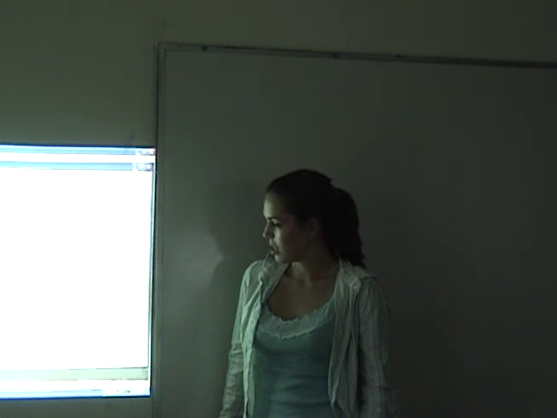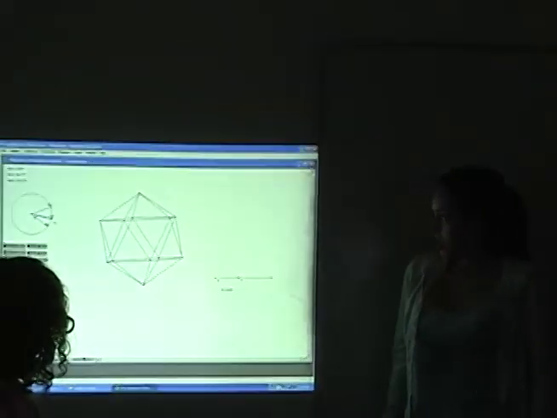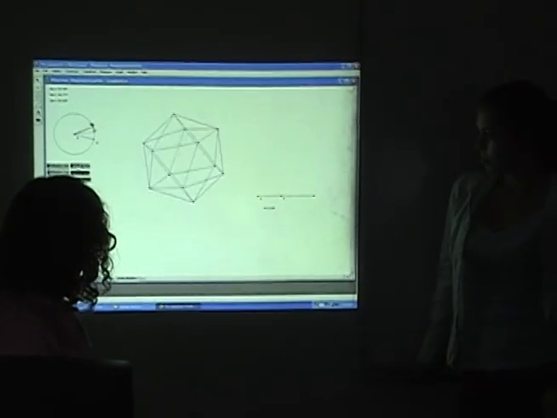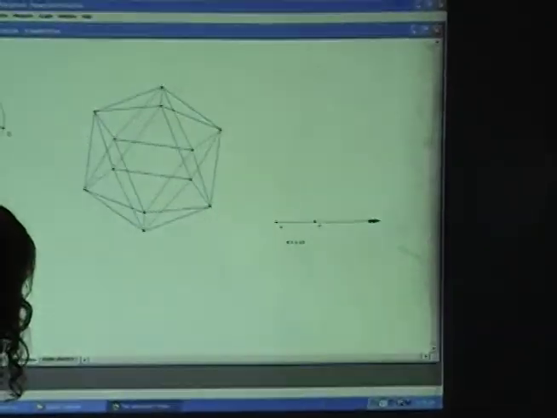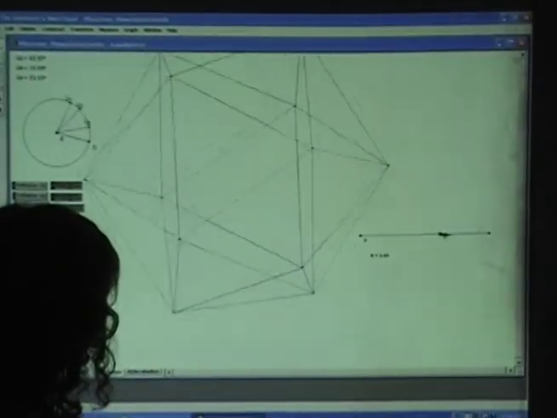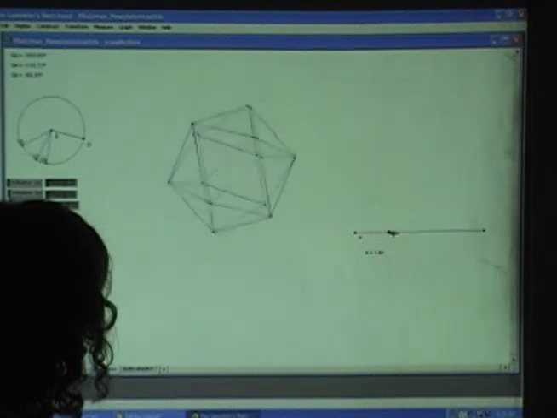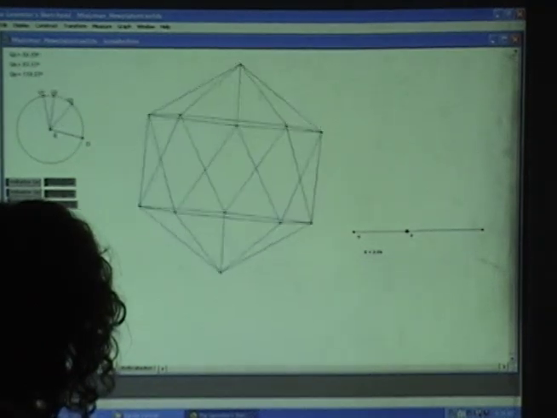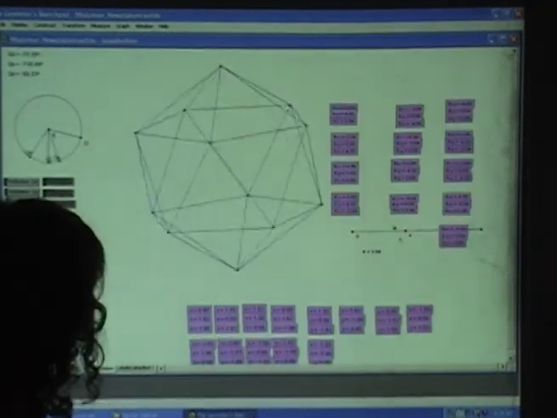So that's the octahedron. This is the icosahedron. And basically this little slider just enlarges it, so you can get it whatever size you want. And so this will spin in all different directions. Those are all the coordinates.